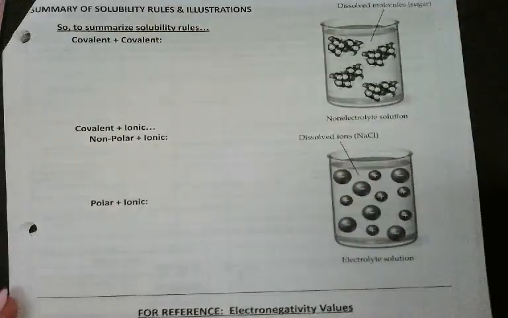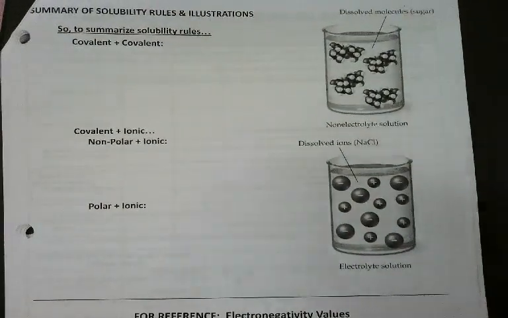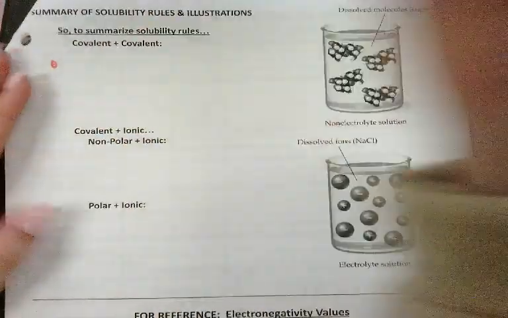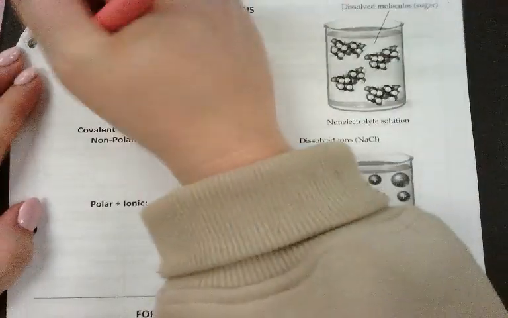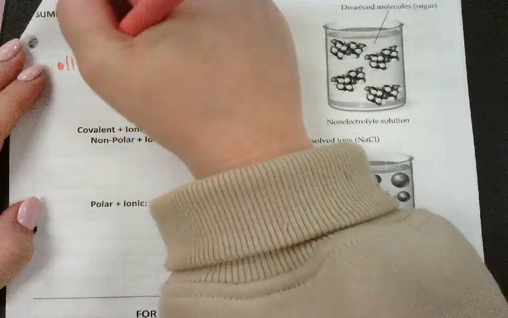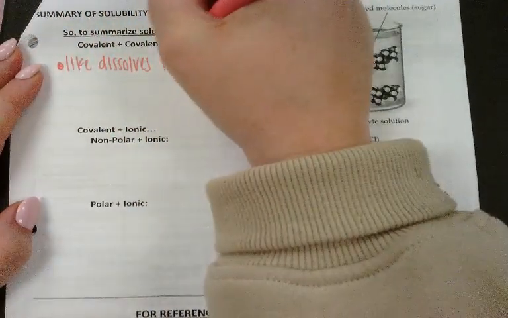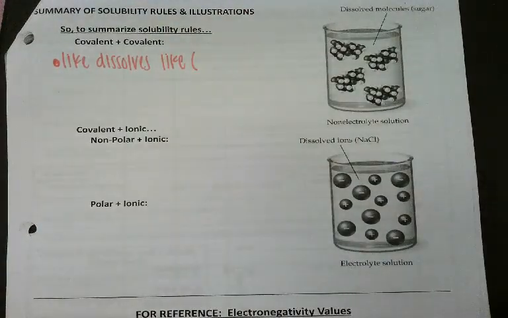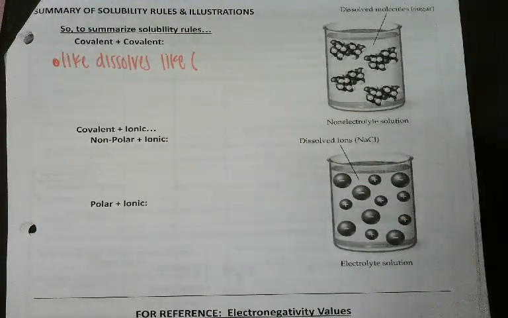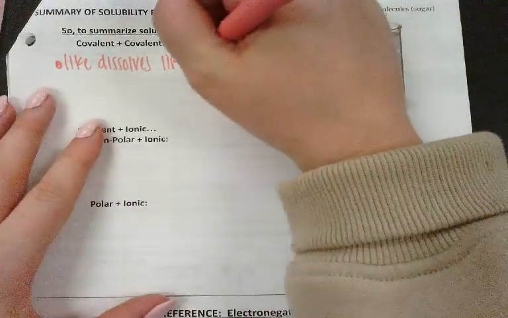So to summarize our solubility rules, covalent and covalent. What is the saying I told you to remember? Like dissolves like. Now this like dissolves like comes from depending on what? Polarity. Yep, polar, nonpolar. So polarity.